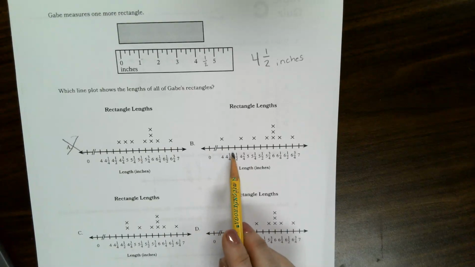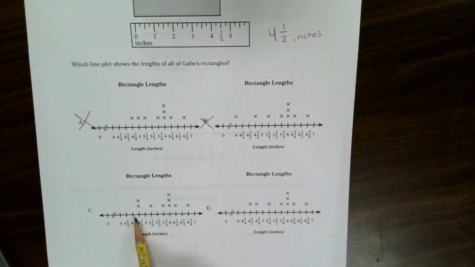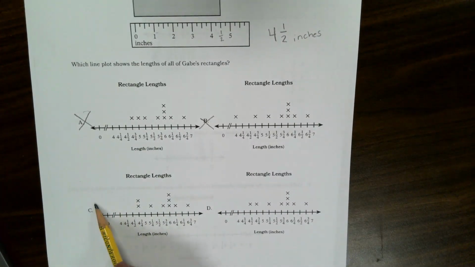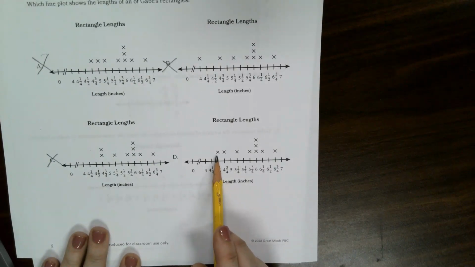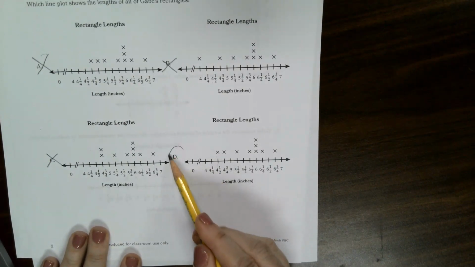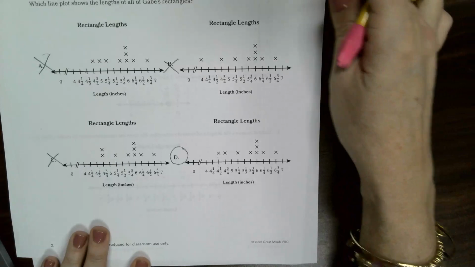There is no X at 4.5 on this one. So this is not his line plot. Again, no X on this one at 4.5 inches. So this is not his line plot. And then when I look at my last choice, there is his X on the 4.5. So D shows where he has labeled a line plot with all of his rectangles.